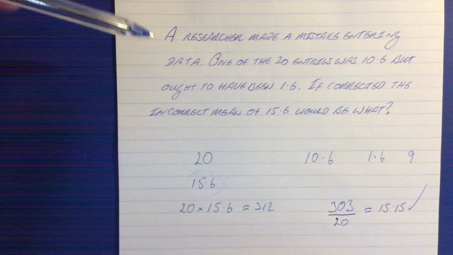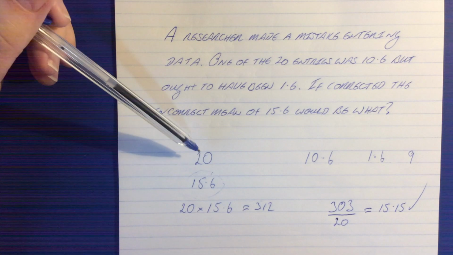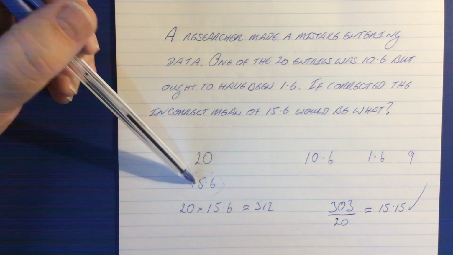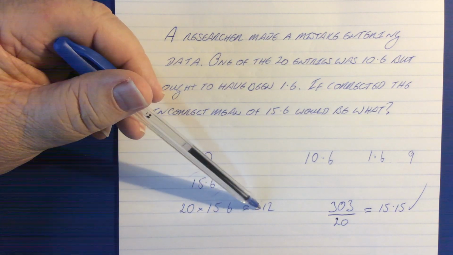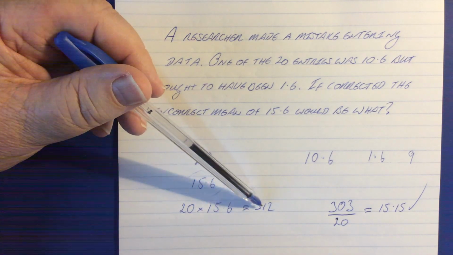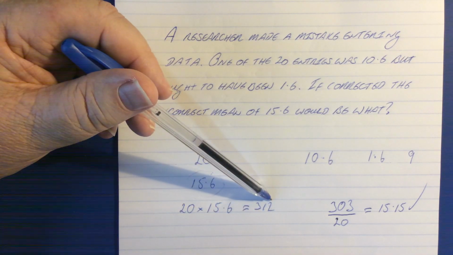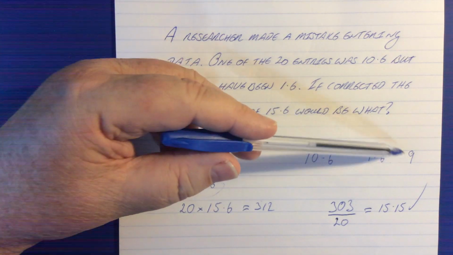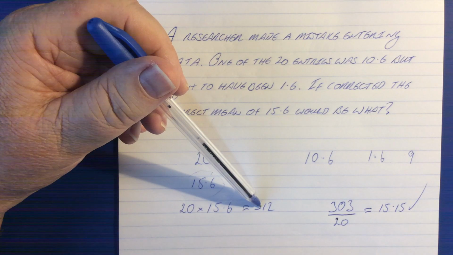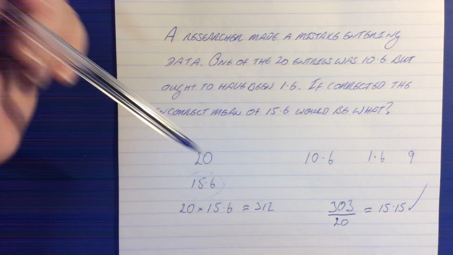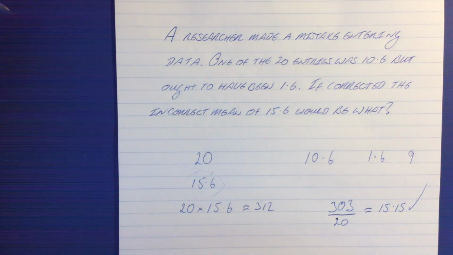So, what are the principles here? Well, if we have a mean and we have the number of data entries, we can work out what the total was. So if we need to correct this for a mistake, as long as we know the size of that mistake, we can add or subtract to this number and recalculate the mean. That's essentially how this works.